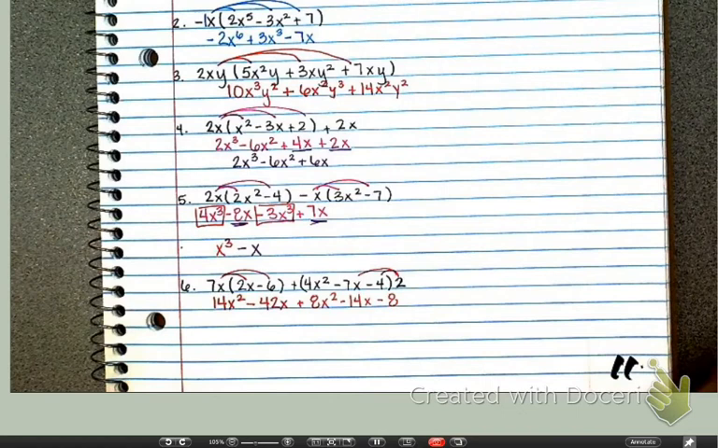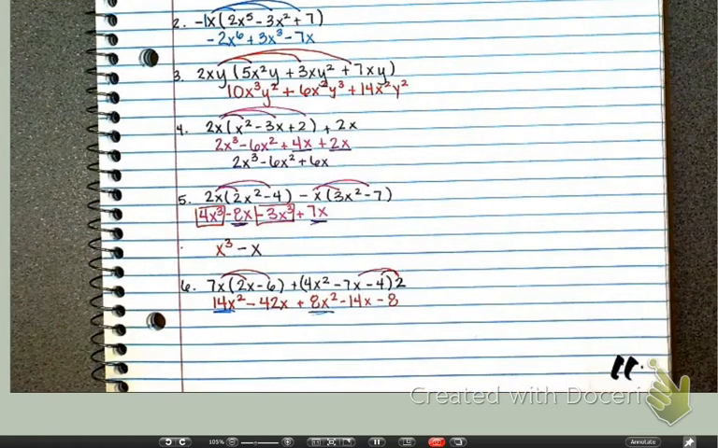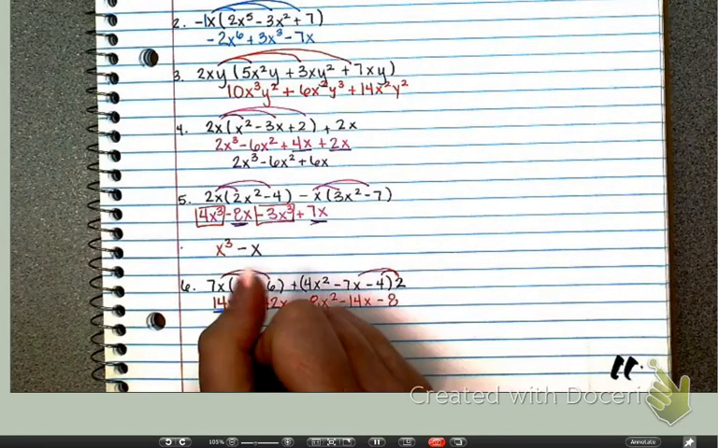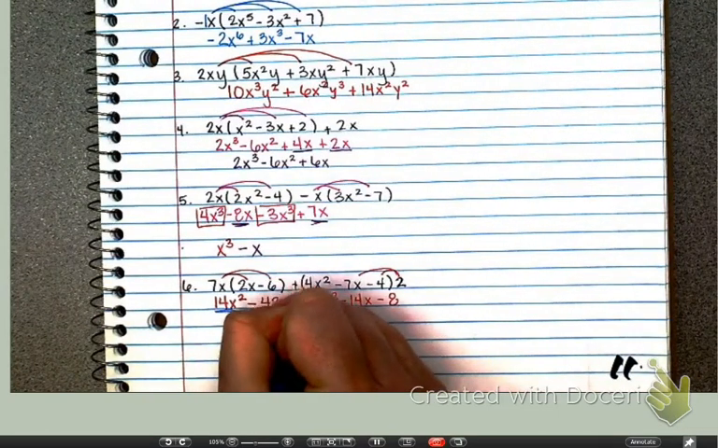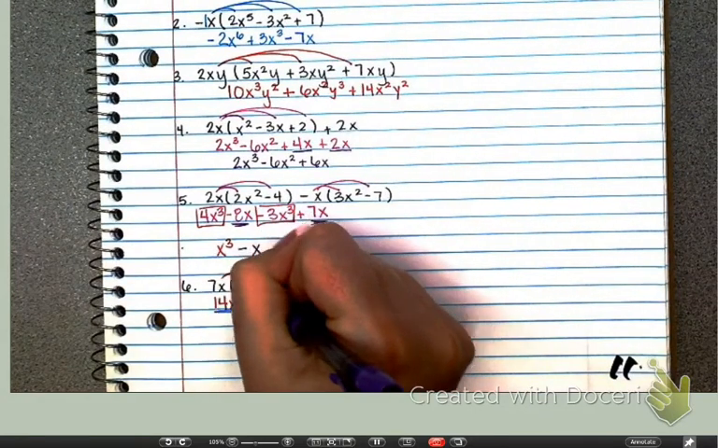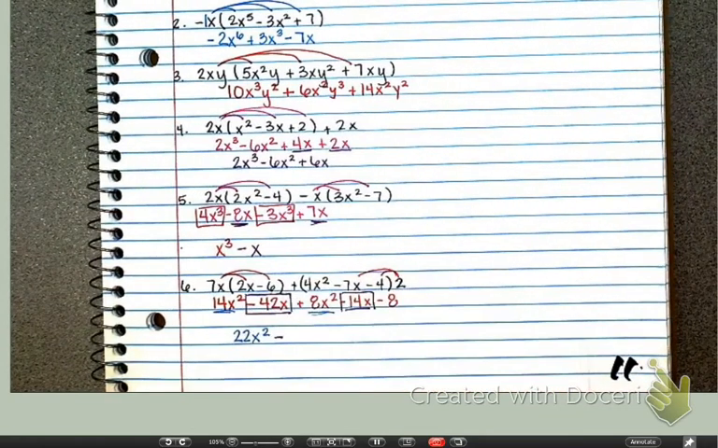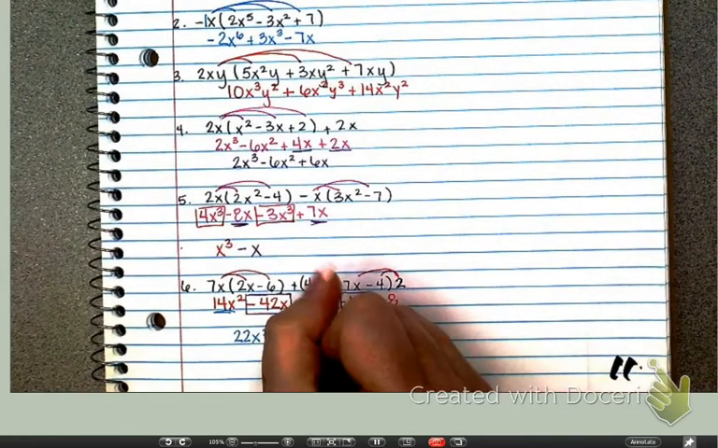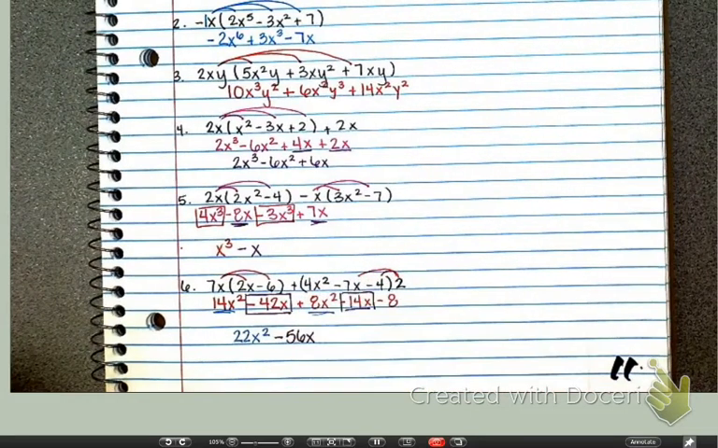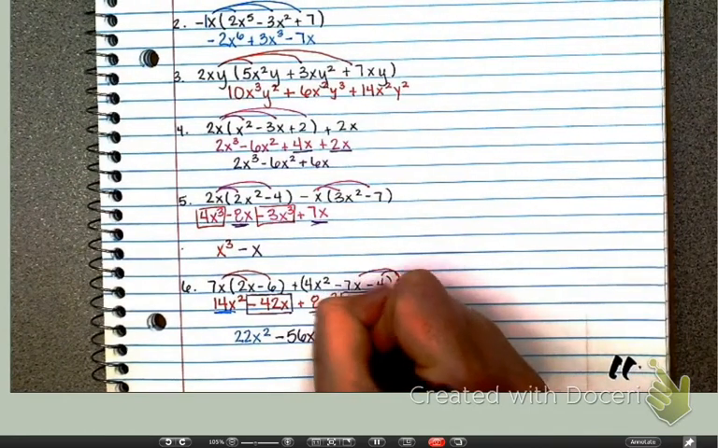Now I can combine like terms. Highest exponent? The squared, so 14 plus 8, 22x squared. After that, I have a negative 42x and a negative 14x, which gives me negative 56x. And it looks like I just have this negative 8 left on the outside.